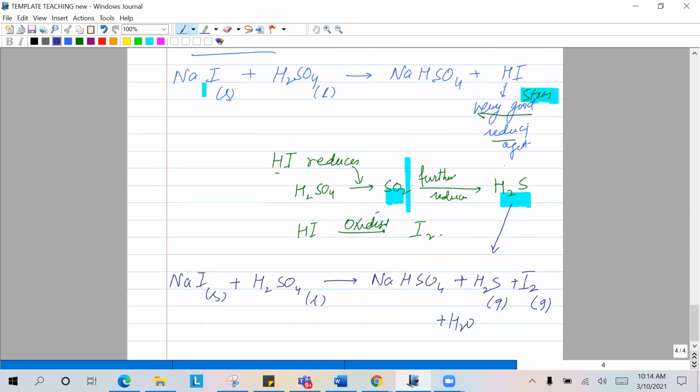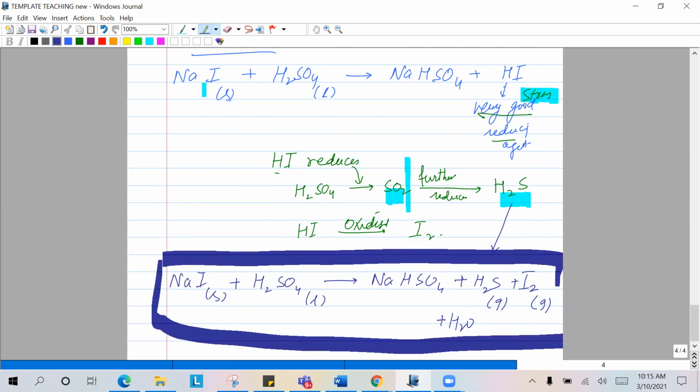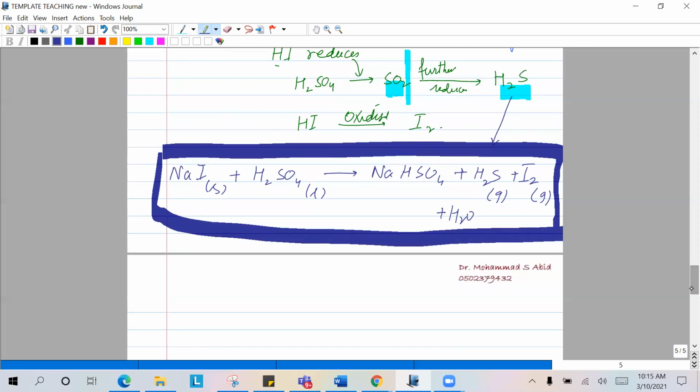So that's the first thing. Your final equation is this, and that is because the I minus is a powerful, a strong reducing agent, so it is reducing it further.